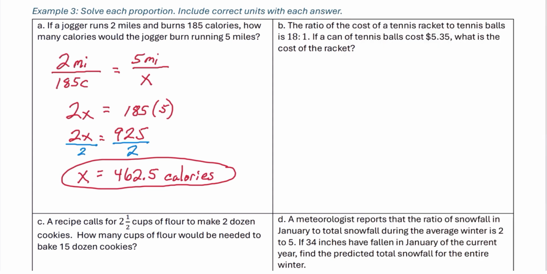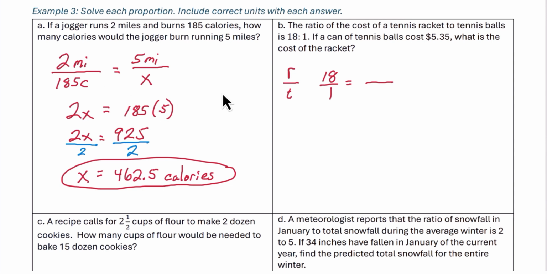In part B, the ratio of cost of a tennis racket to tennis balls is 18:1. If a can of tennis balls costs $5.35, what is the cost of the racket? So we have racket to tennis balls. The ratio is racket to tennis balls. So I'm going to have rackets in the numerator and tennis balls in the bottom. And that ratio is 18:1. We'll set that equal to another ratio. The cost of the tennis balls is $5.35.